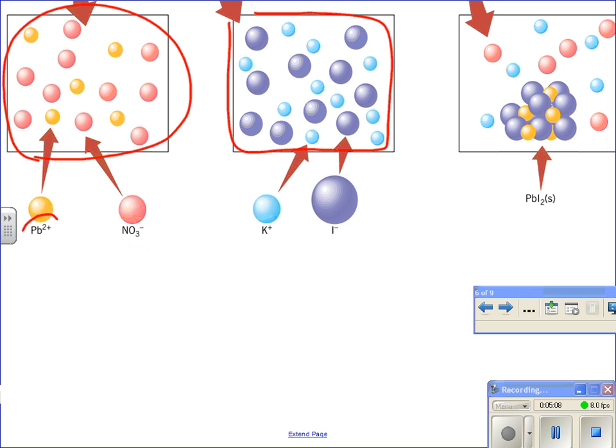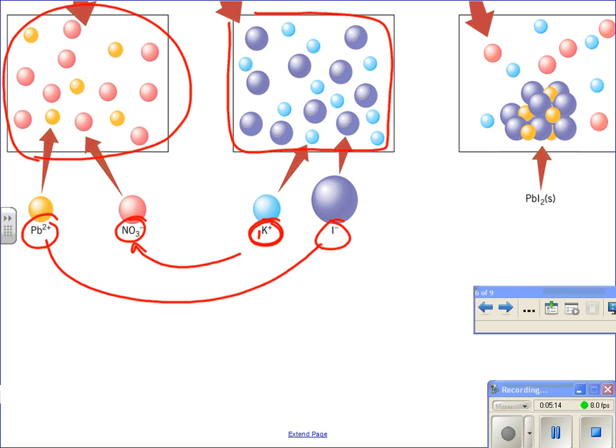So the metal here, Pb, is going to go with I. K is going to go with NO3. So basically what's going to happen is they're going to switch. You're going to end up with KNO3 and PbI2. The charge on Pb is 2 plus. The charge on I is -1. Using the solubility rules, you have to determine which one is insoluble, if any.